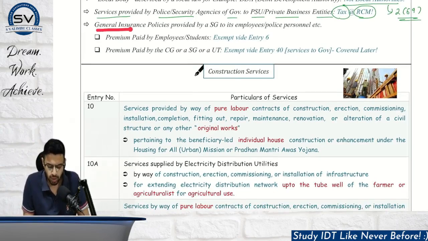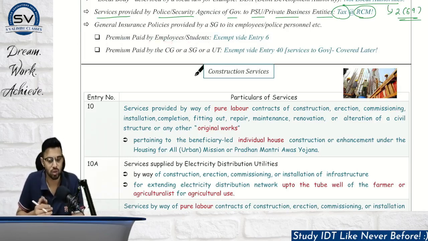Now, insurance policies which are provided by a state government to its own employees or its own state police personnel. Here we have to see who is paying the premium. Regardless of that, exemption is there, but the reason for exemption differs. If premium is paid by the employees or students or the police personnel or whatever it is, but the service is by the government, so it is exempt under entry number 6.